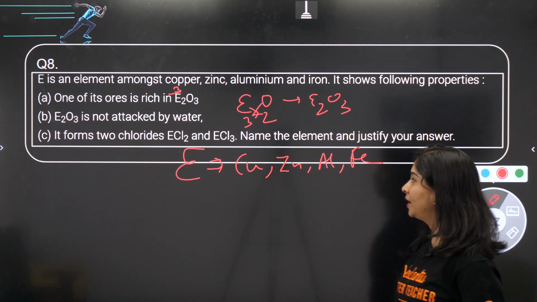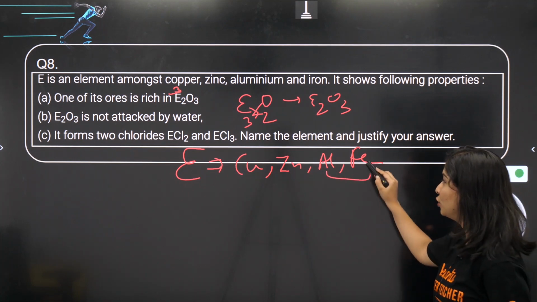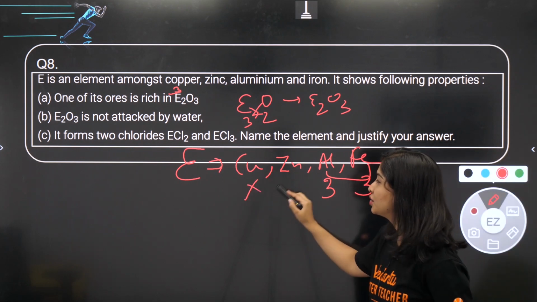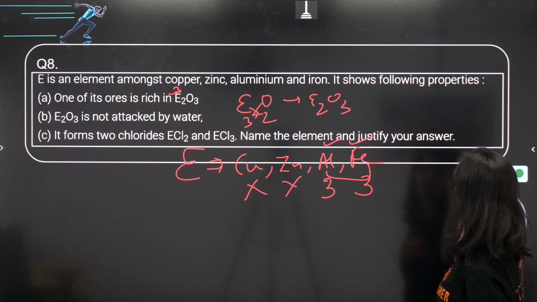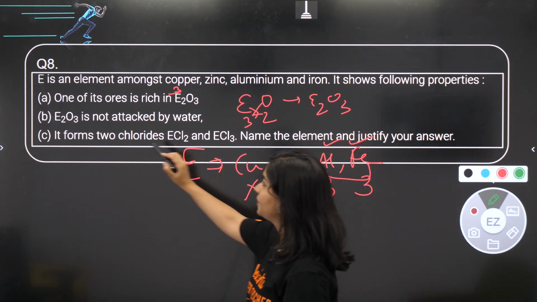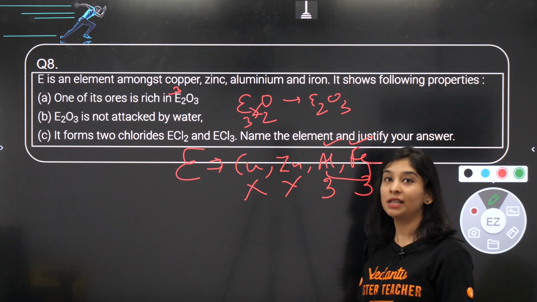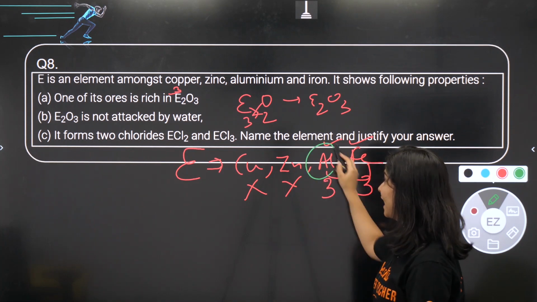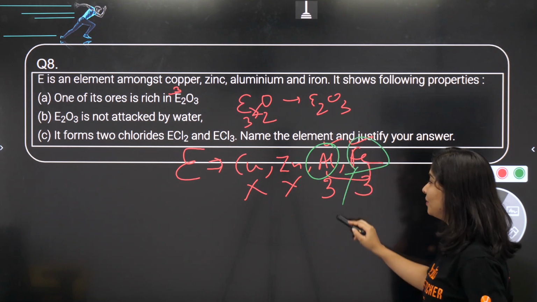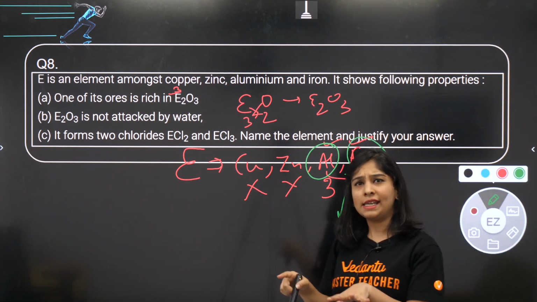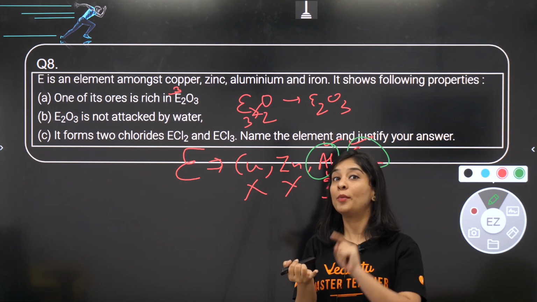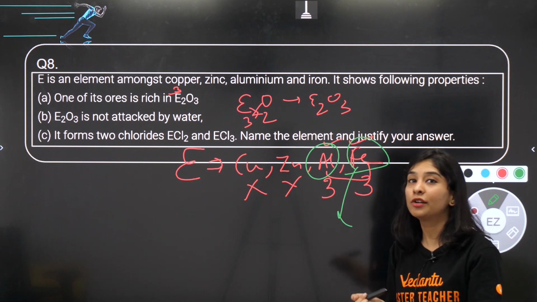That means the valency of E is 3, and among these we now have two options. This can show valency 3, this can show valency 3, and they can't show valency 3. Now we have two options, right? So what will we do? We will choose the elimination method. Fine? Yes. E2O3 is not attacked by water. That is clear from here. You know that aluminium is a reactive metal and can be attacked by water. But iron is a less reactive metal. If you want it to react with water, you need to take water in the form of steam and you need to make your iron red hot.